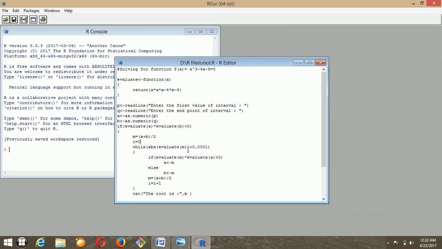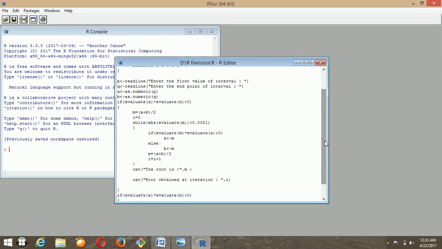If root is not available, then this while loop goes on until the root is caught. Here we are comparing the functional value of m with 0.0001, because in floating point numbers it does not happen that any value is absolutely equal to 0. So we are taking an approximation of 0.0001. In this while loop, a new interval is obtained by such logical comparisons, and again a new value of m is obtained. So let us run this program.